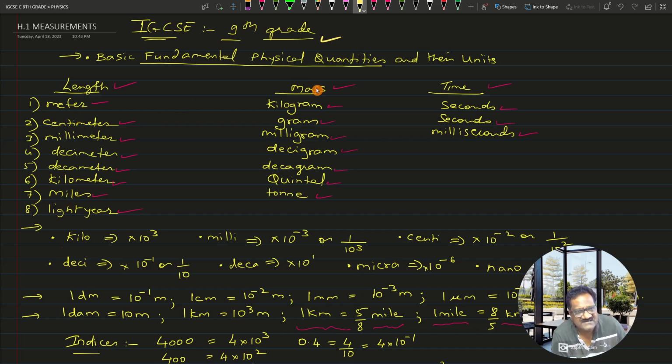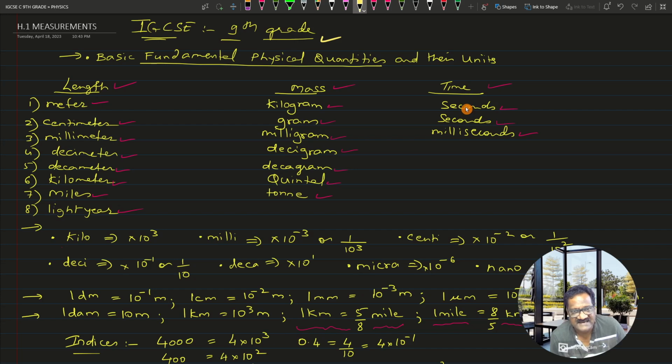Same way, coming to mass. Mass is also a fundamental physical quantity. To measure mass, you are going to use terms like kilogram, gram, milligram, decigram, decagram, quintal, ton, etc. These are nothing but the units of mass. Whatever terms are used to express a physical quantity, not only mass, any physical quantity, are known as the units.